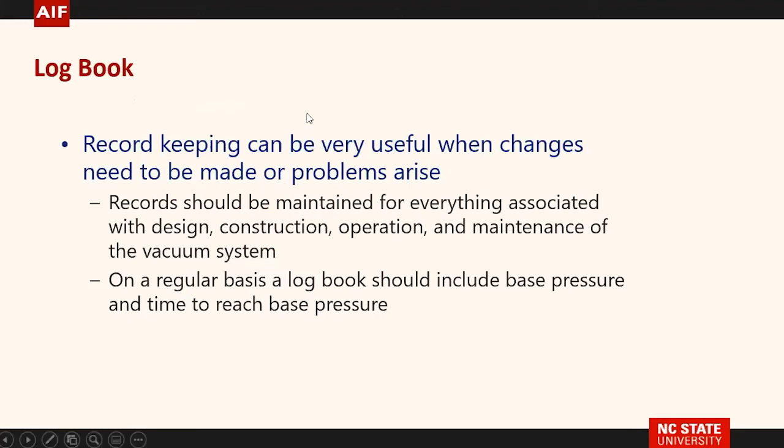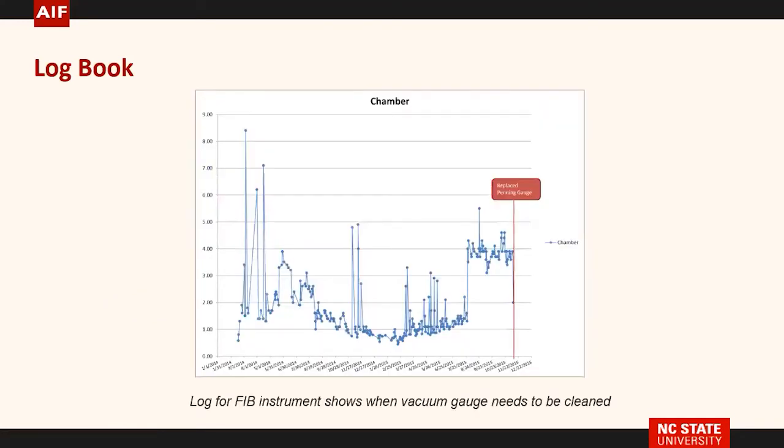Here's something you should have for every system, a logbook. The record keeping is very useful because if you put things in there, like when I changed the oil or when we bought this particular piece here and is it out of warranty, it's very helpful to have that in one place. And it should include the base pressure and time to reach your base pressure. That's very useful when you're doing troubleshooting.